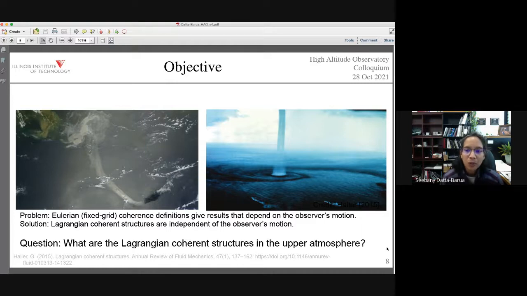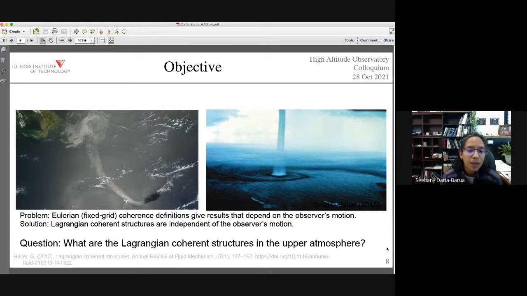And there are two frameworks for following fluids. One is the Eulerian frame, or the Eulerian viewpoint, where you set up a fixed grid and you watch the fluid flow past you. There are some definitions of fluid structures, vorticity or something like that. They can be quantified through properties of that fluid, but they will tend to depend on the observer's motion itself.